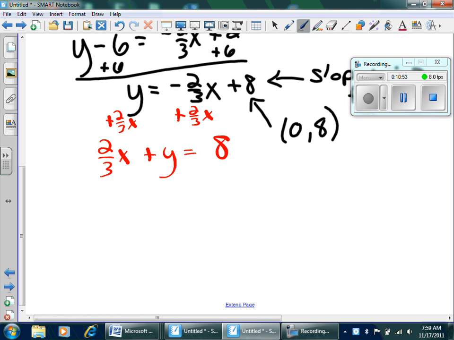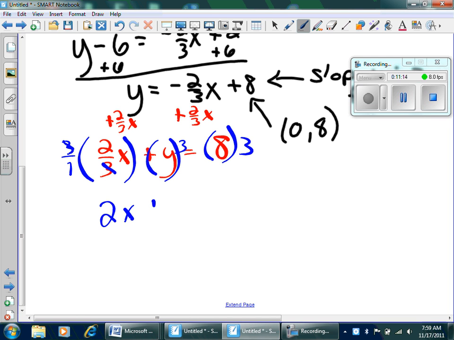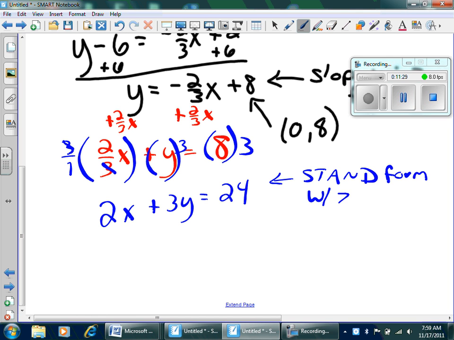I think I'm going to make it so that my standard form has only integer coefficients. In other words, I'm going to get rid of the fraction. I'm going to multiply each term by 3. That will get rid of my fractions for me. Now watch what happens. This is pretty cool. I get 2x plus 3y, and that's going to equal 24. So now this is definitely standard form, with integer coefficients.